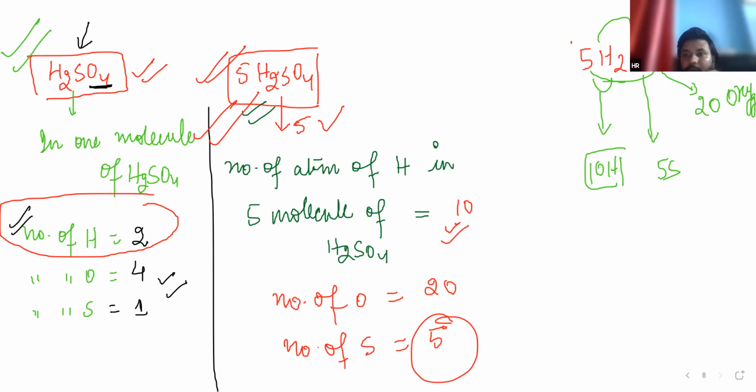We just need to differentiate between atoms and molecules. If a molecule is given, then we are finding the number of molecules. If atoms are given, we are finding the number of atoms directly. So for molecules, we need to find the number of molecules first, then we will calculate the number of atoms.